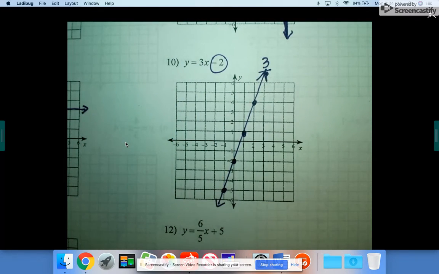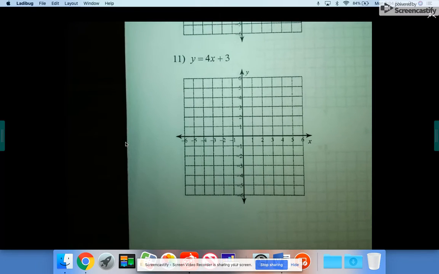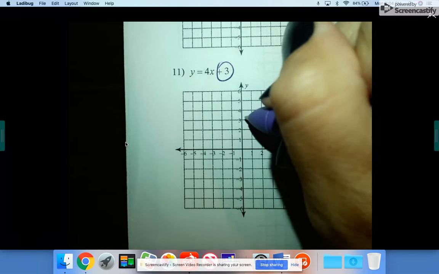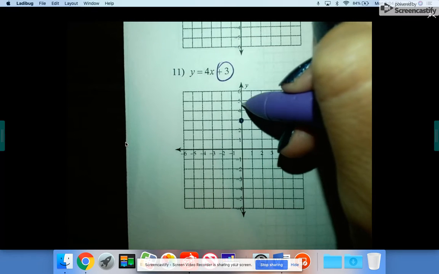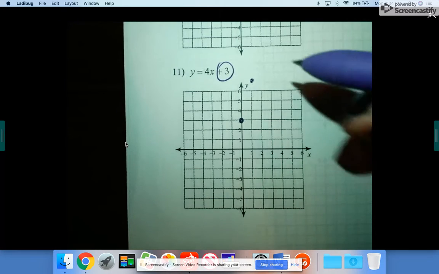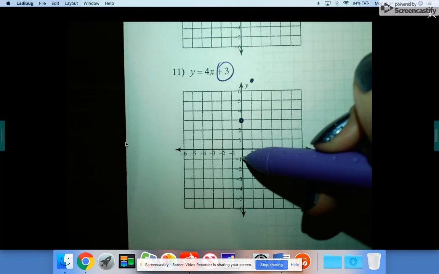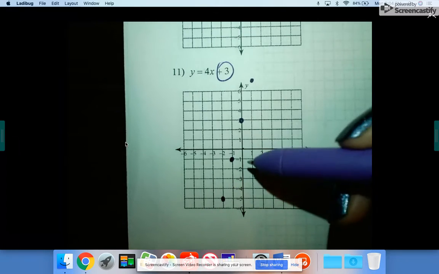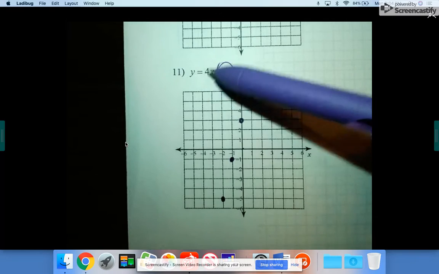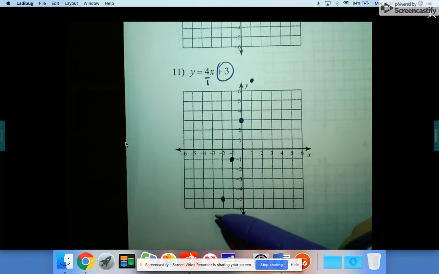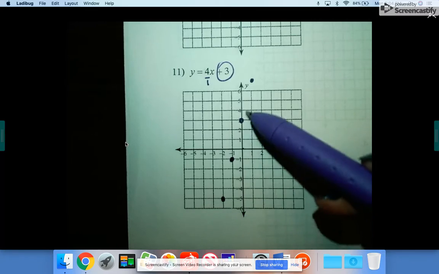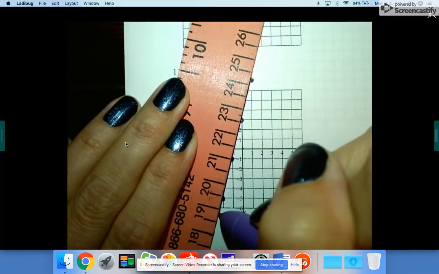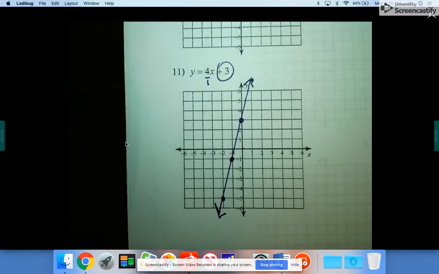Good. Got 2 more. So number 11 is y equals 4x plus 3. So your first dot is going to go up the y-axis at positive 3. You're going to go up 1, 2, 3, 4 over 1, which is slightly off the graph. So I'm going to go back down 4 over 1. Down 4 over 1. Just be sure you're careful to put the dots to the left because this is a positive 4 over 1 slope. So it needs to be going uphill from left to right.